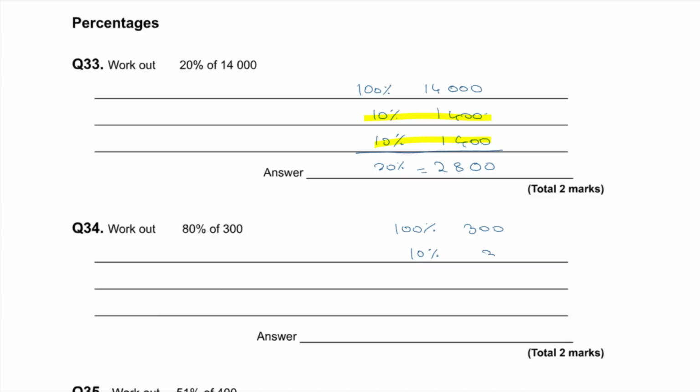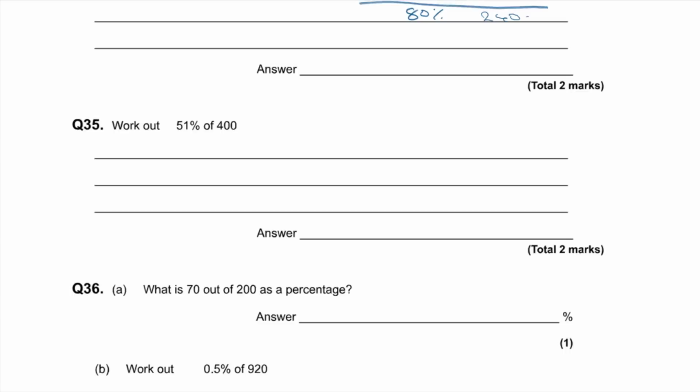So 10% is going to be 30. So if I take 2 of those and subtract it from 100, that's going to leave me with 80%, isn't it? Okay, so 2 lots of 30 is 60. So 60 taken away from 300, that is 240. Okay. So like I say, we're just going to find easy percentages and either add or subtract them with each other to find the amount we're looking for.